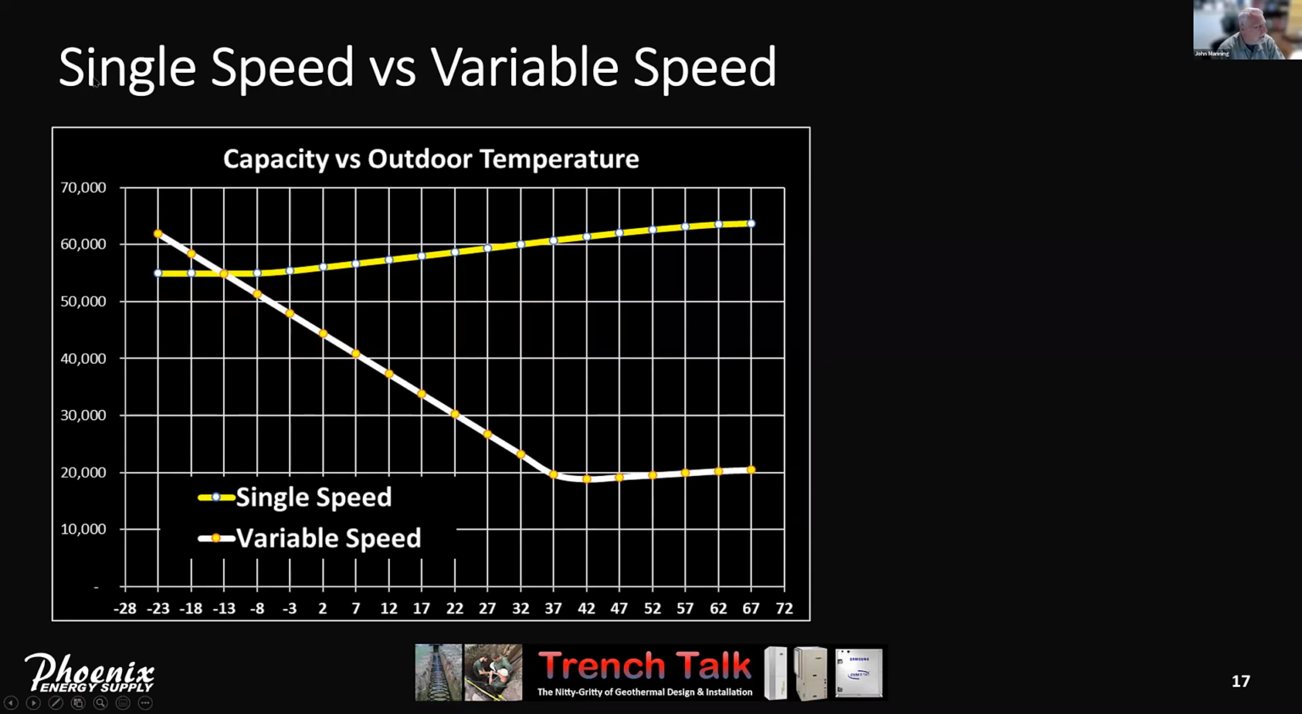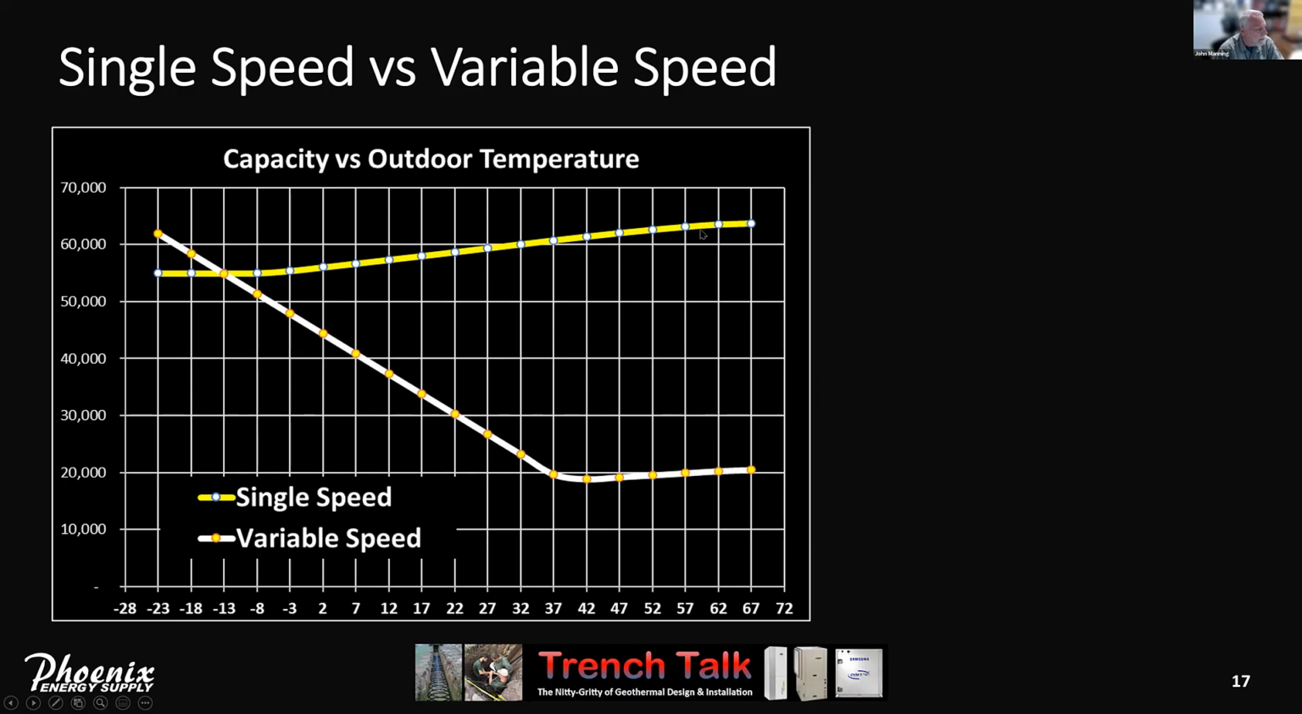I want to shift gears. I want to talk about single speed heat pumps versus variable speed heat pumps. This chart illustrates capacity. The yellow line is the capacity of a single speed heat pump. And it indeed goes up as outdoor temperatures go up, merely because our entering water temperature from our loop is generally warmer. It may be 30 degrees when we're down in this area, but it could be 45 to 50 degrees when we're operating up at this area.